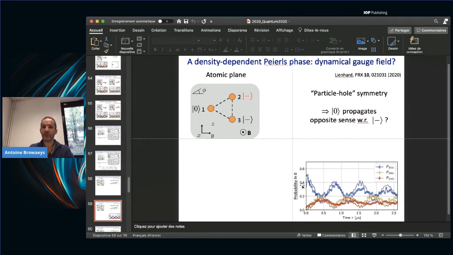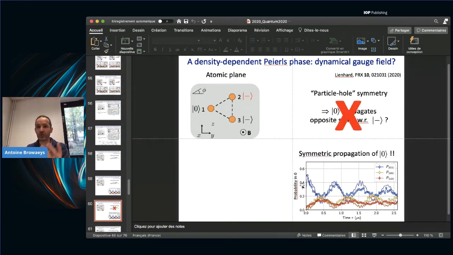Here, for the very same parameters as before, instead of seeing a sequential hopping from one side to another, we just see a symmetric propagation of the zeroth excitation between 1, 2, and 3, and coming back. So it means that we have a symmetric propagation, and therefore this particle-hole symmetry picture doesn't hold. So what is the problem here?